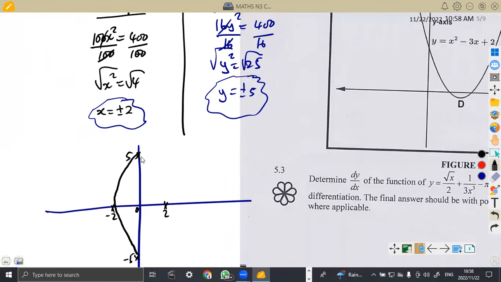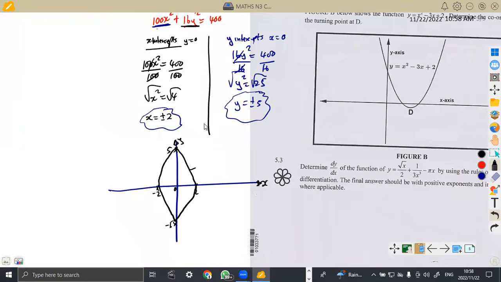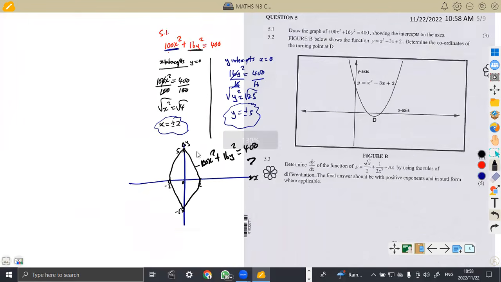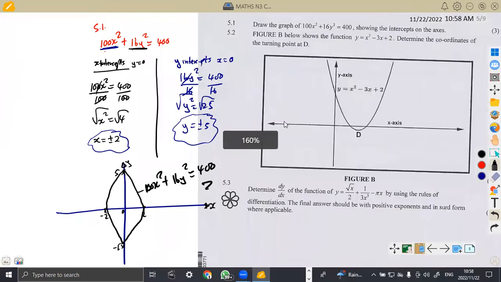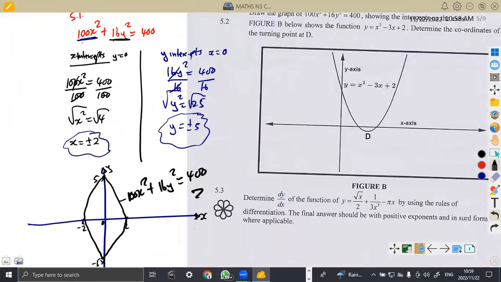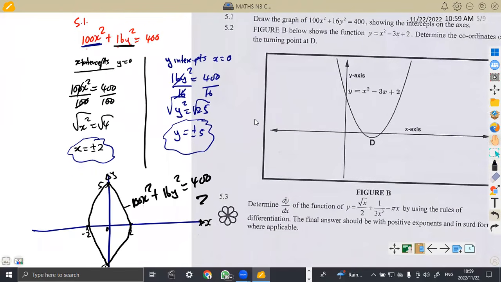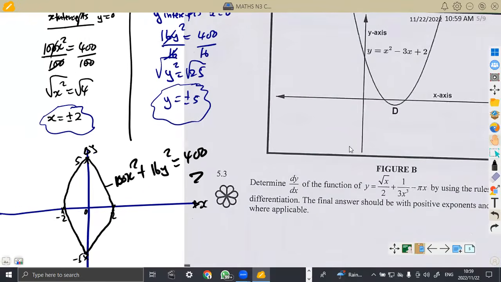Something of that nature. All right, so that was what you're going to have, the y-axis, the x-axis, and you can just name the equation. Remember the equation, it was 100x squared plus 16y squared, which is equal to 400. Okay, so that's what we had from this one. It was an ellipse, just finding the x-intercepts and y-intercepts. You can actually have your graph drawn properly.